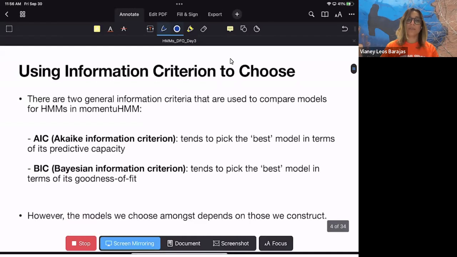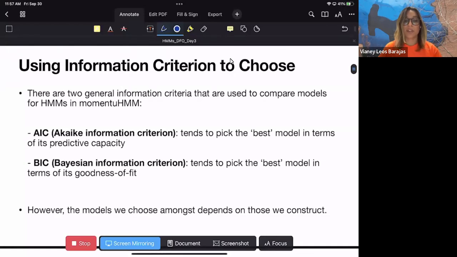One of the common ways to choose amongst models in the statistical literature is to use an information criterion. There are 2 general information criteria used to compare hidden Markov models. There's the AIC, the Akaike information criterion, which tends to pick the best model in terms of its predictive capacity. There's also the BIC, the Bayesian information criterion, which tends to pick the best model in terms of its goodness of fit. We generally don't think about these 2 criteria in terms of predictive capacity and goodness of fit, but that's truly what they try to do.